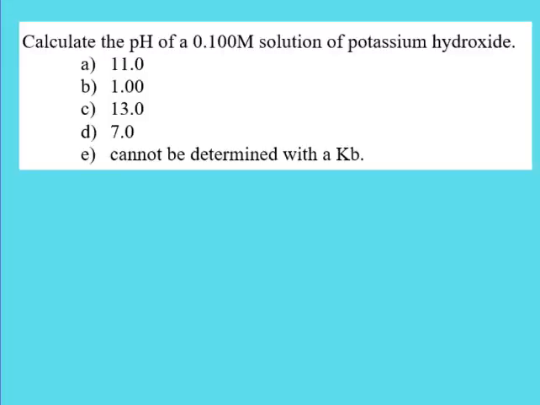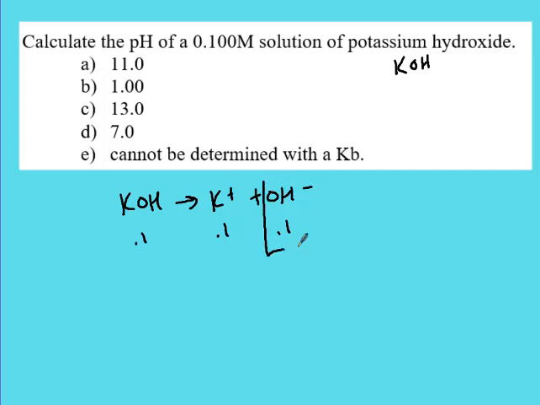Here we want to calculate the pH of a 0.1 molar solution of potassium hydroxide. The first thing you should realize is that it is a strong base because it's a group 1A hydroxide. Next, when that breaks apart, it produces 0.1 of potassium and 0.1 of hydroxide. So what we care about is the hydroxide.